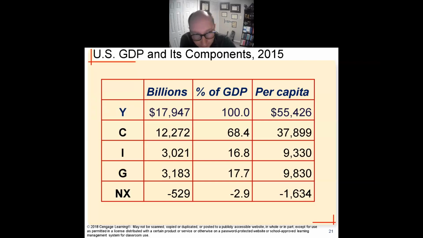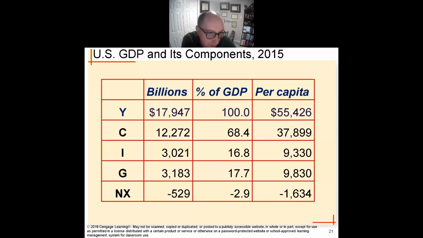Okay, let's take a look at some data. And we'll play with this formula. So here's some data. Gross domestic product was $17.947 billion in 2015. That's a lot of billions. Yep. A lot of billions, yeah. That was the gross domestic product for 2015.